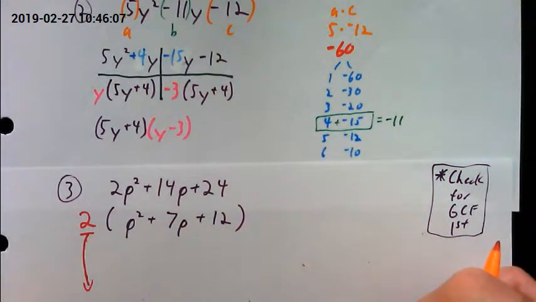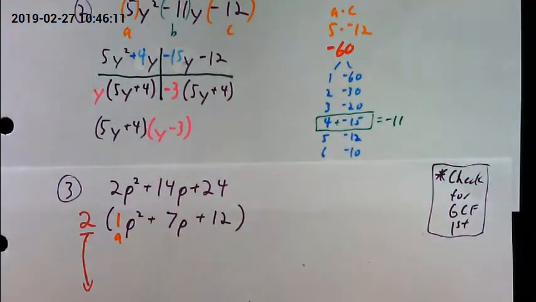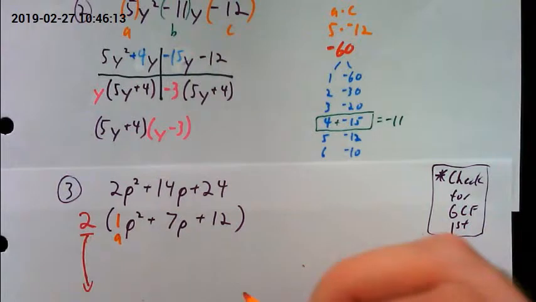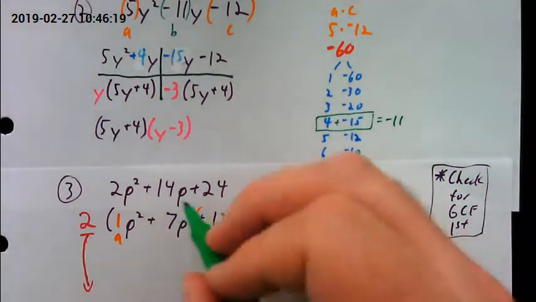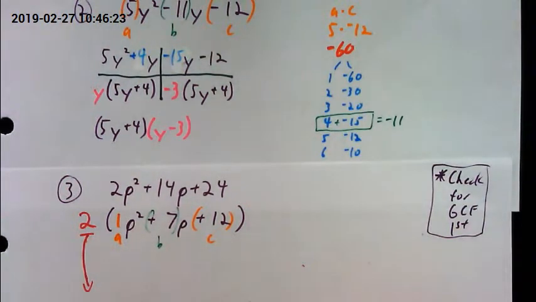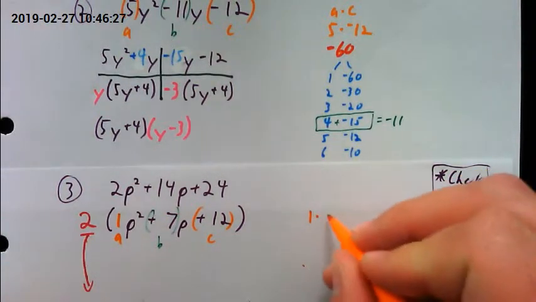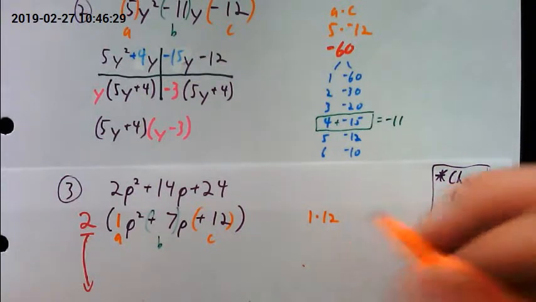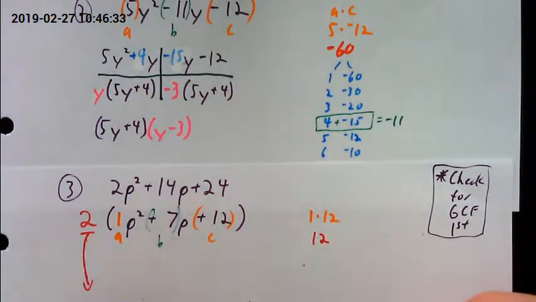So what's my A value now? It's just 1. So again, I'm using that new A value there. And what's my new C value as well? 12. So that's my C value. My B, there in the middle, is a positive 7. So just like before, we're taking A times C. 1 times 12. Well, 1 times 12 gives us 12.